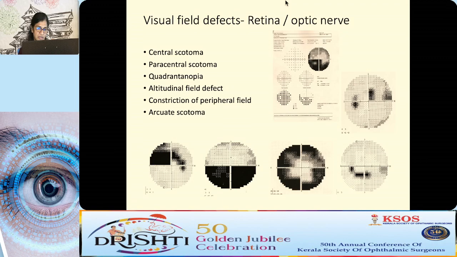The field defect we can get is when there is a macular problem, optic nerve problem, or any lesion in the visual pathway. If the lesion is in the macular region, it can affect either side, and it won't respect either the vertical or horizontal meridian. So you can get central scotoma, centrocecal scotoma, altitudinal field defect, or peripheral constriction of field, according to the lesion in the retina.